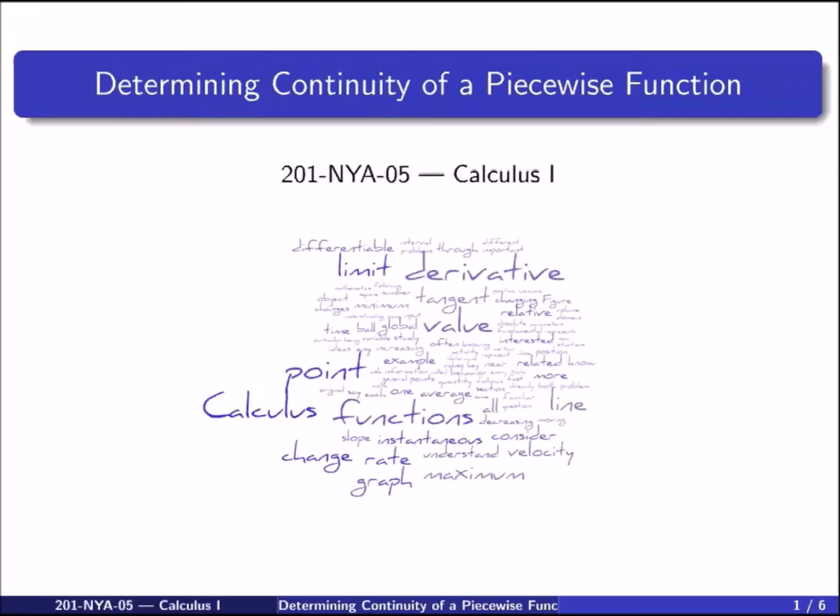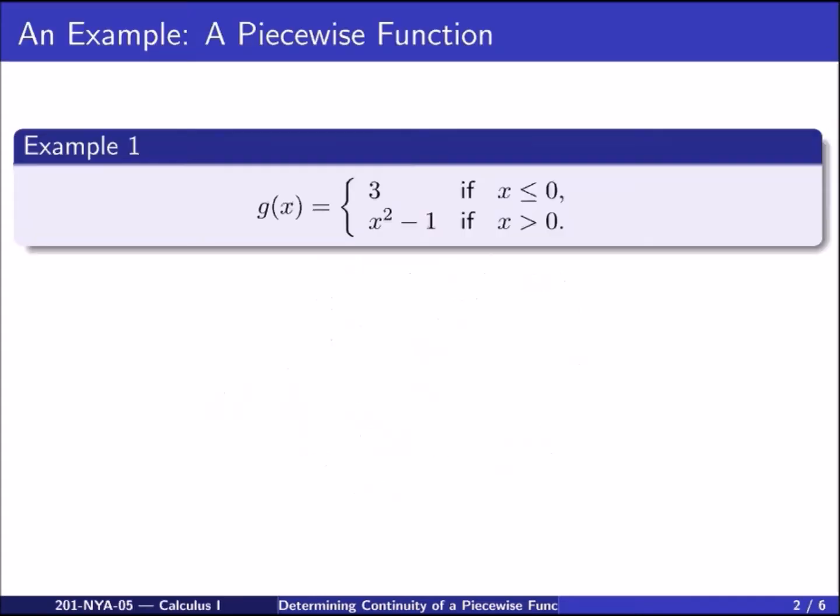Welcome. So in this video, we are going to determine the continuity of some piecewise functions. Our first example is g of x equals 3 if x is less than or equal to 0, and x squared minus 1 if x is larger than 0.